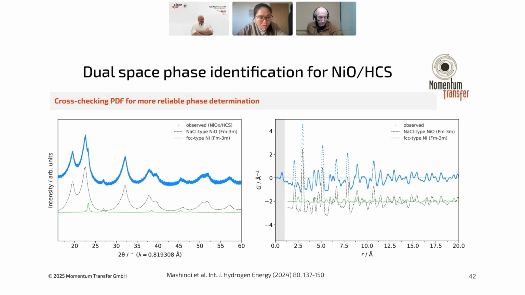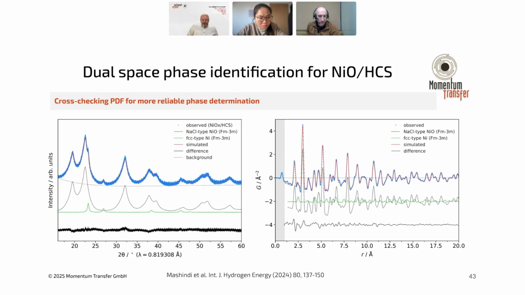And that's actually the nickel-nickel pair distance, okay? And so with that, we have a full description of our patterns, and we don't see any major discrepancies left over. So we're pretty happy with that.